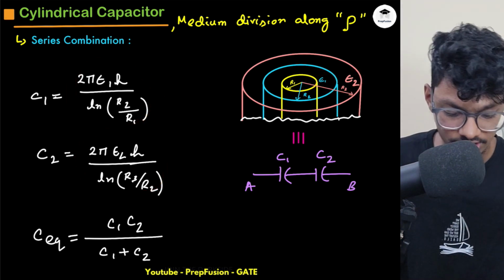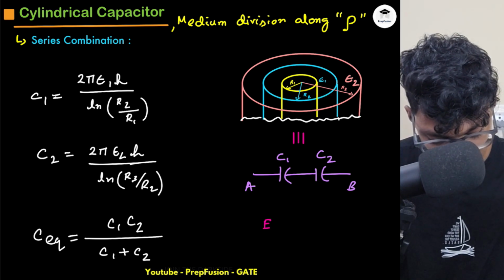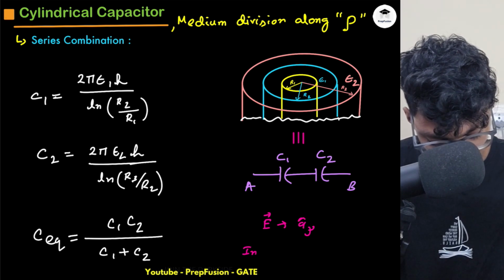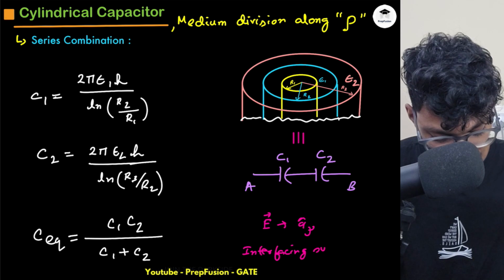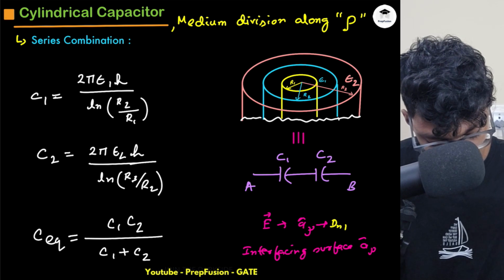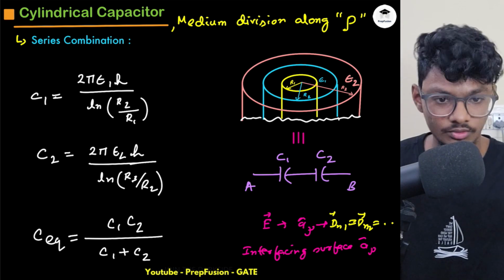So it is a simple series combination. Here my electric field is in the rho direction, and the interfacing surface vector also has the rho direction. So basically the normal components, Dn1 equals Dn2 and so on, must be the same. That is the case.